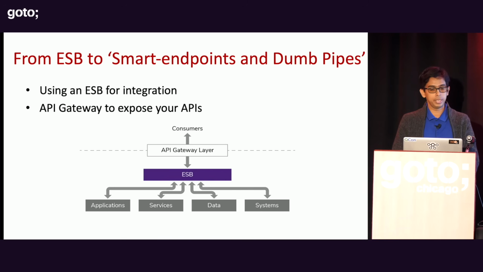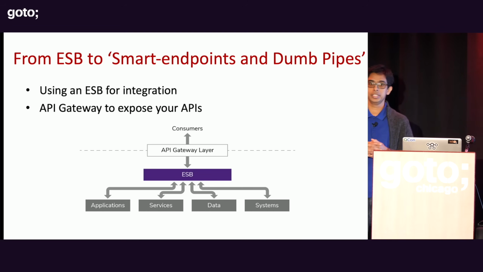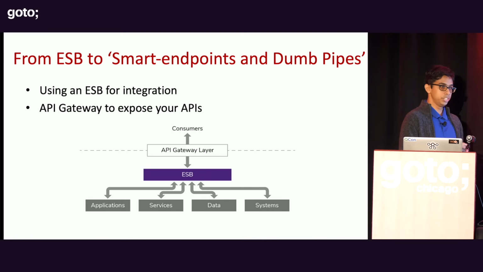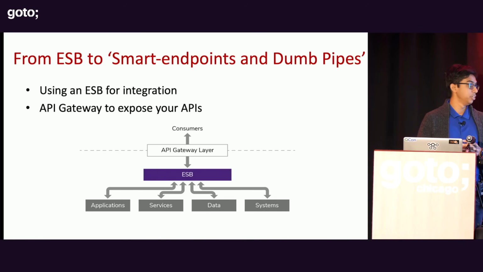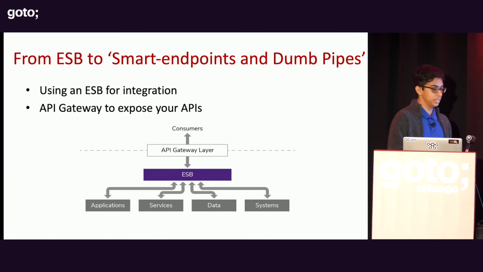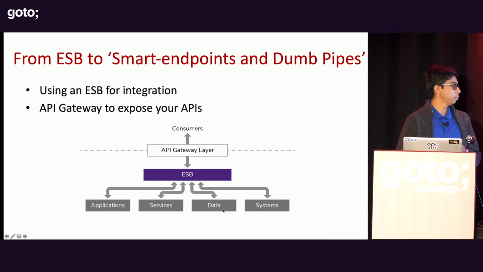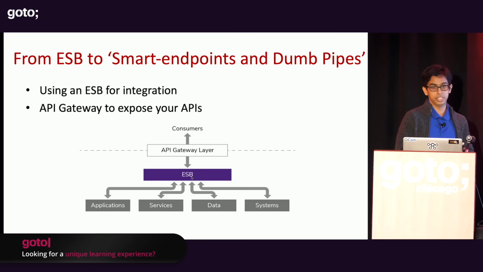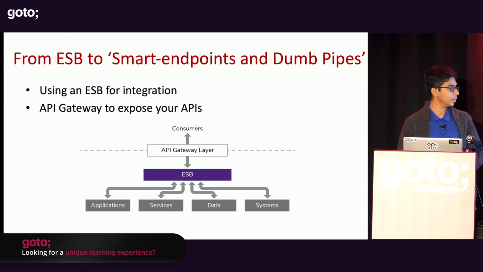Now, we did the same thing in the service oriented architecture era, right? We used to develop service oriented architecture as a set of services talking to each other over an infrastructure called the enterprise service bus. So let's say you have a set of application services, data and systems, and all the integration logic is developed as part of the enterprise service bus, right?